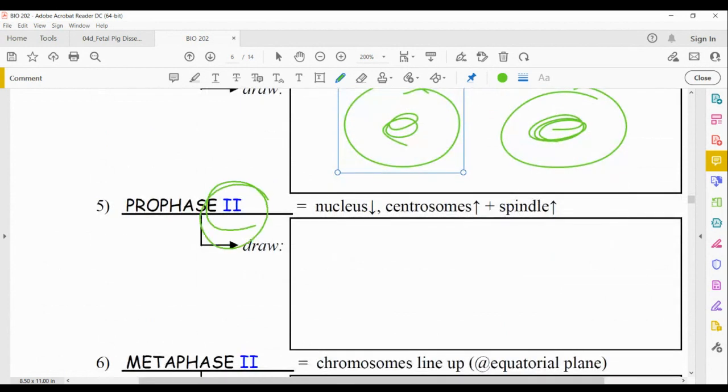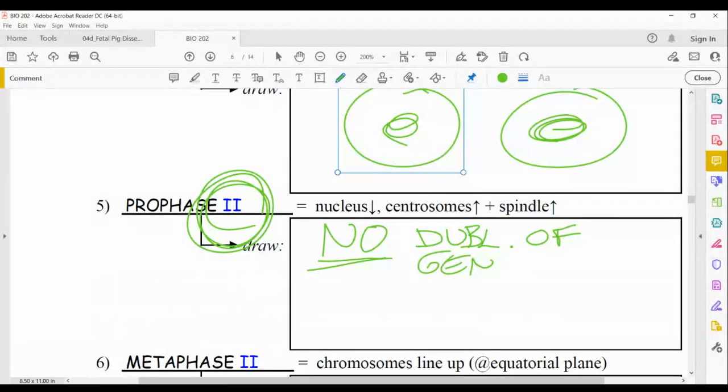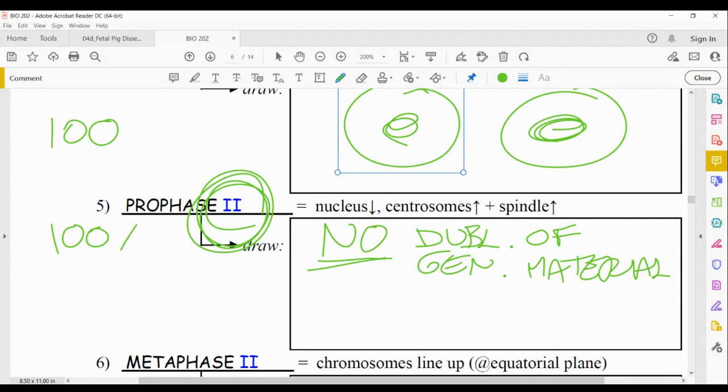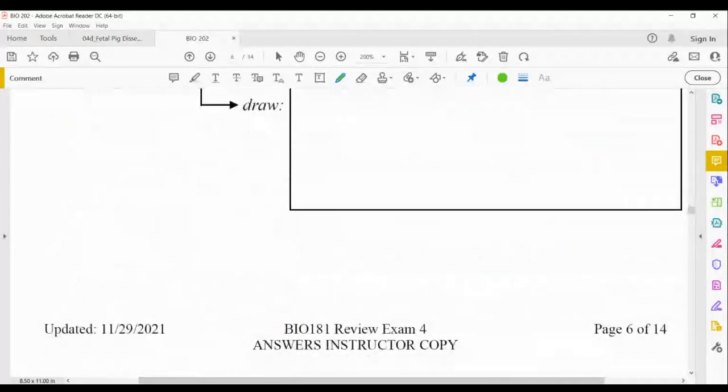We're going to go through this cycle a second time, but before going to this second time, there is not going to be duplication of the genetic material. Normally, we would duplicate the genetic material so that we would have 100% at the beginning and 100% at the end. But instead, now that we're producing sex cells, we're not duplicating that genetic material. So when we go from the two cells that we saw here and divide both of those again, we're going to end up with four resulting cells.